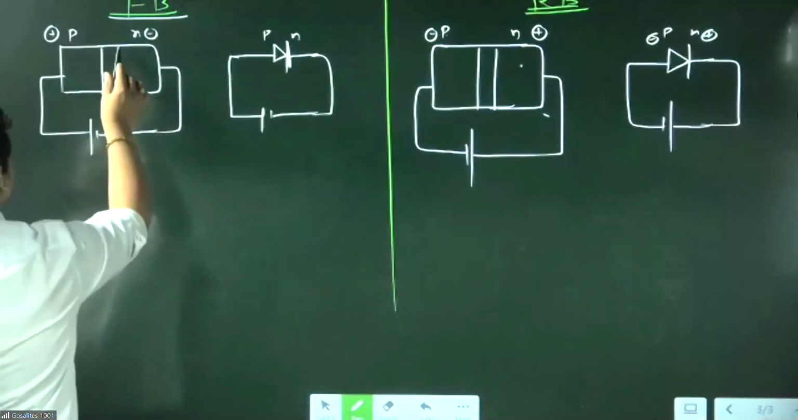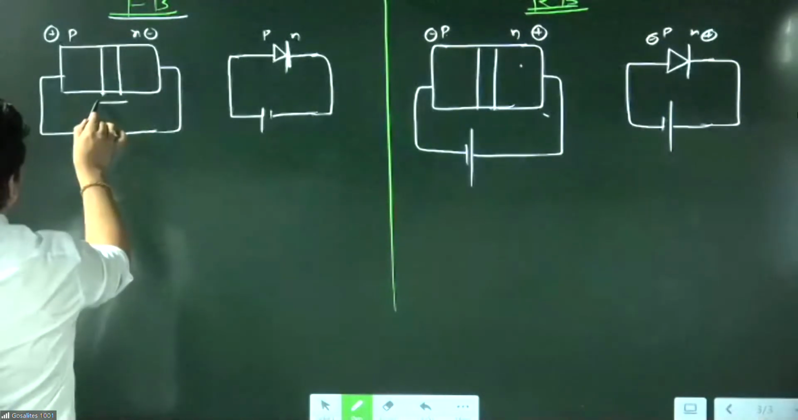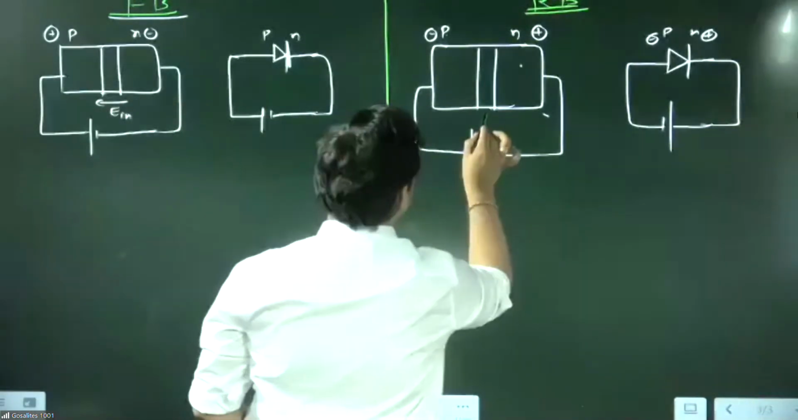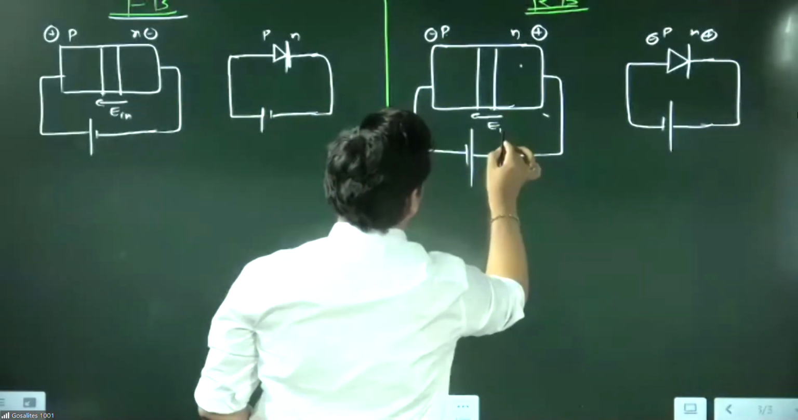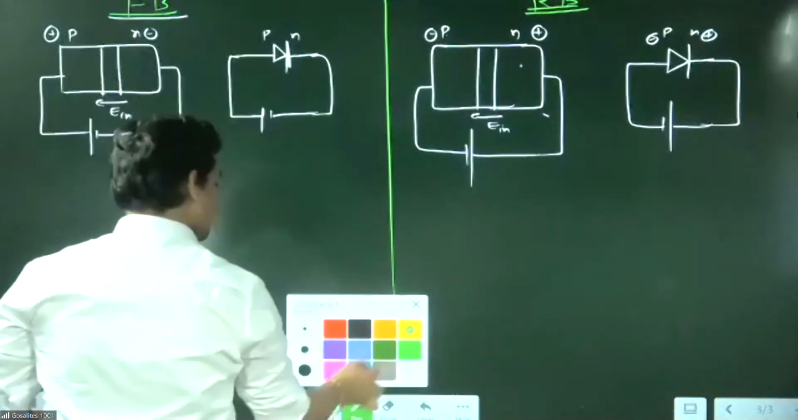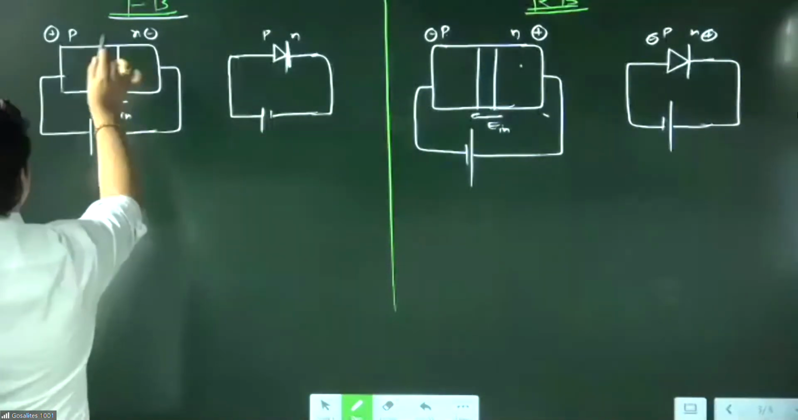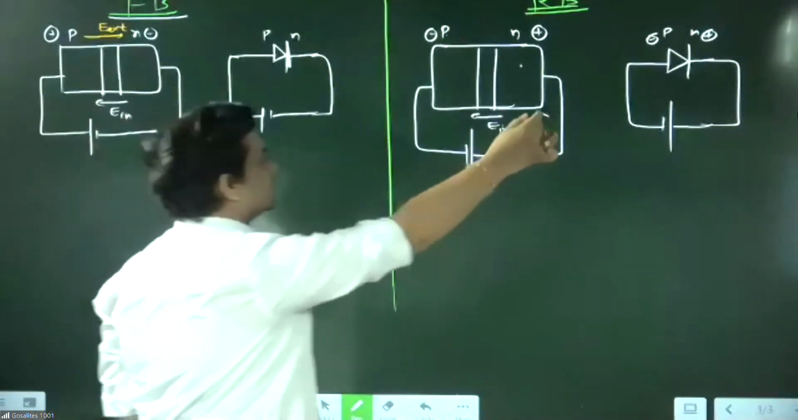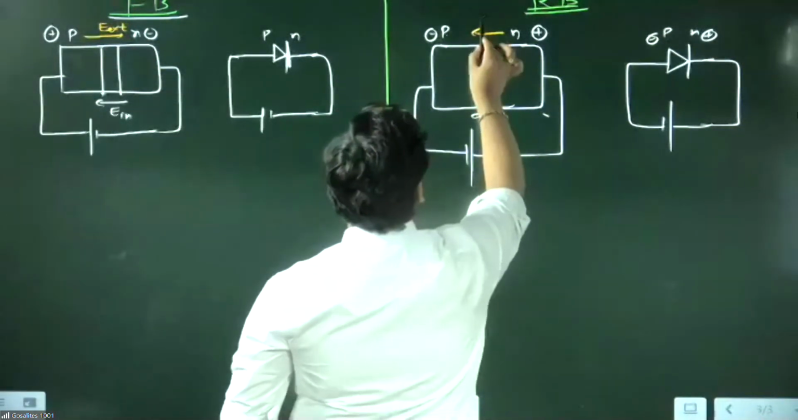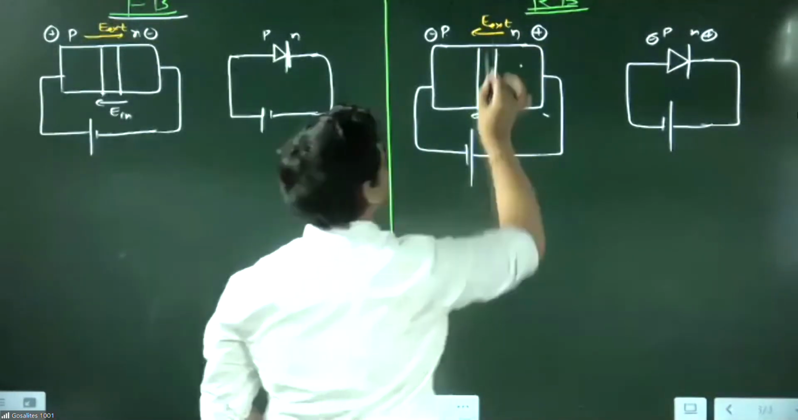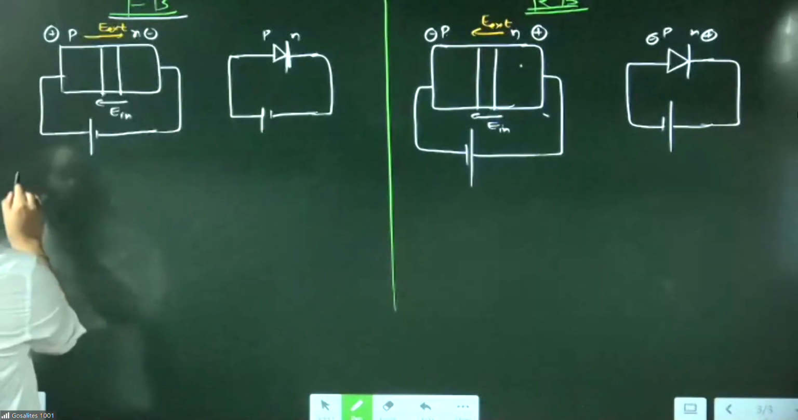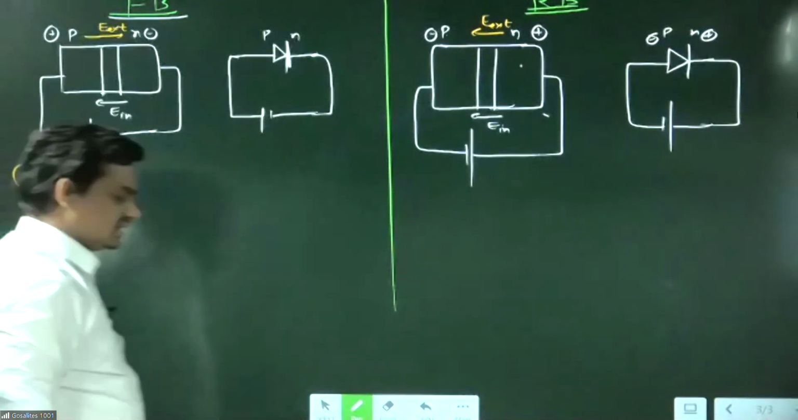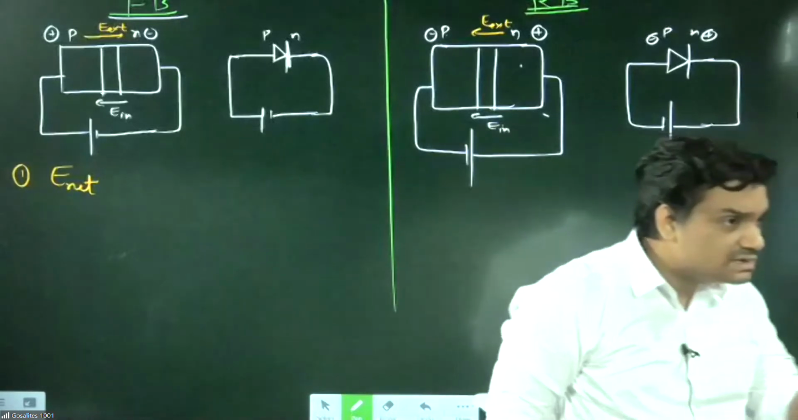You know, the direction of the internal field was in this direction. But when you apply the external battery, positive here, negative here, we get an external field. The external field goes from positive to negative; field is always positive to negative. This is the external field. Can you tell me, number one, in the forward bias, is E net decreased or increased?